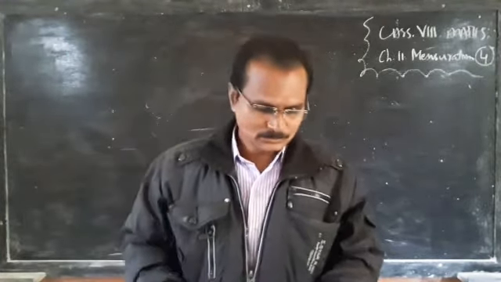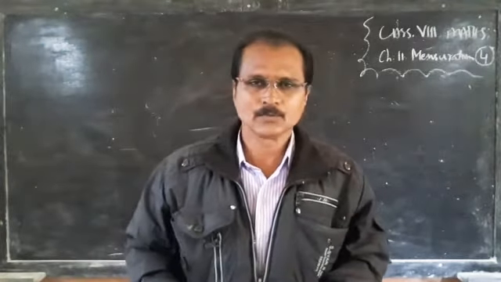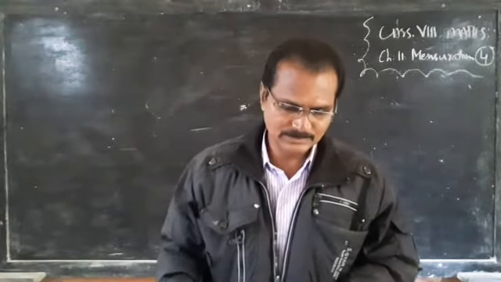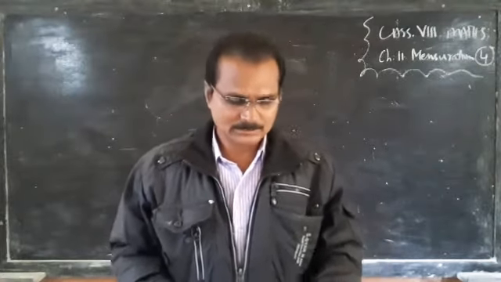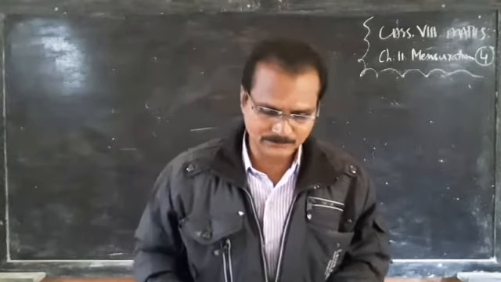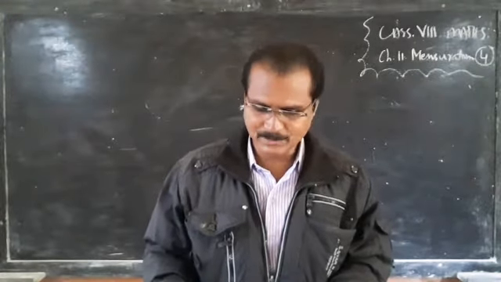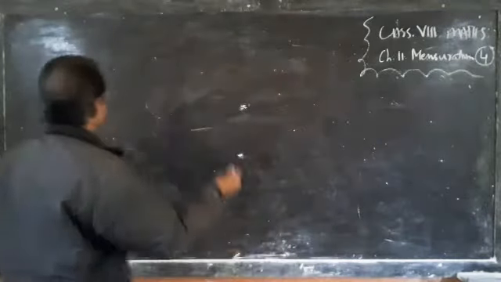Let us continue the same chapter, chapter 11, mensuration, the fourth lecture. And today, especially, you'll see the surface area of three solids. One is the surface area of a cuboid, then the surface area of a cube, and the surface area of a cylinder.